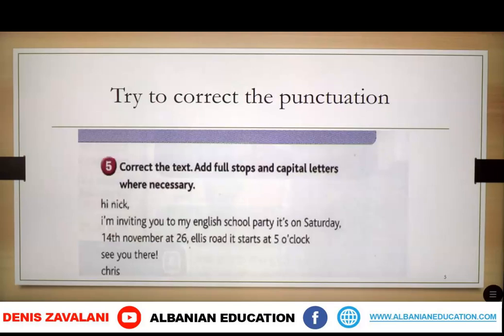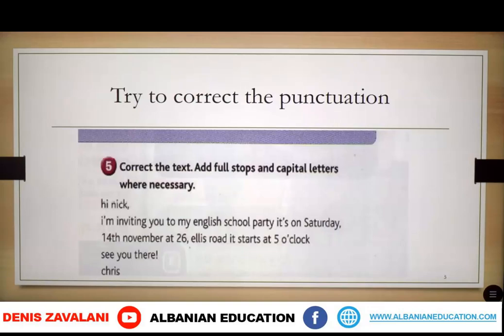Okay, probably you identified them now. First is hi. It's supposed to be with capital. Nick, because it's the name of the person, it has to be with a capital. Then I, because it's the pronoun I and is the beginning of a sentence. I'm inviting you to my English, English has to be with capital.